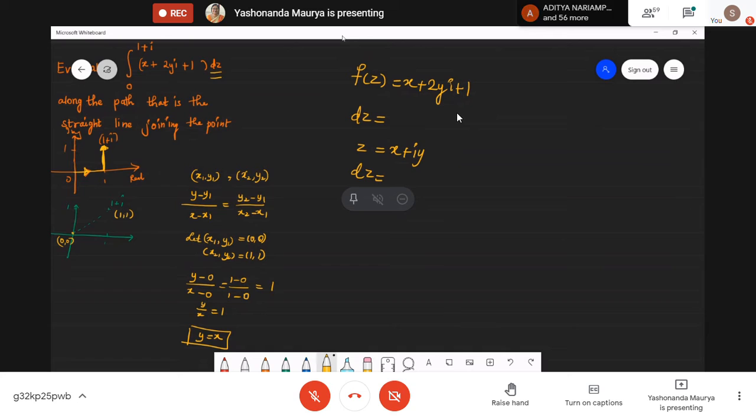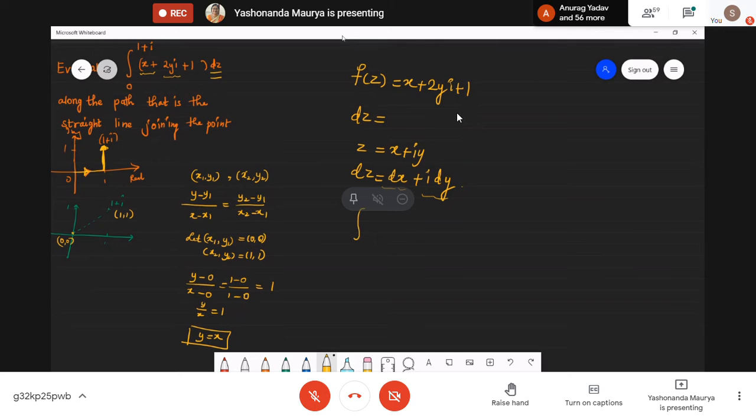A small column, x plus i times dy. Okay. So now what we have got is this function f of z and dz is also there. Now, have you noticed something? There are 2 variables coming, x and y here, also x and y. So how do we integrate this? Now this is a real trouble here.